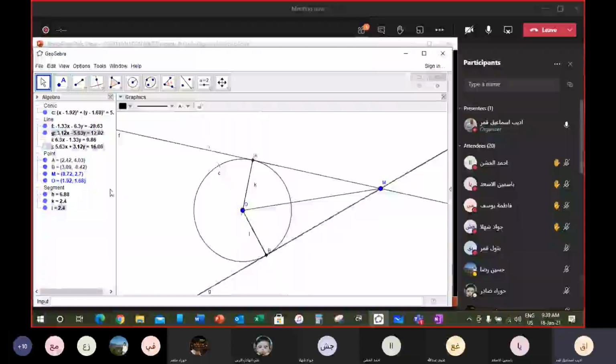Okay, so this is the figure. M is a point outside the circle. MA and MB are the two lines drawn from M tangent to the circle. Segment MA is called the tangent segment. Segment MB is called the tangent segment. And we have in these two triangles the angles 90. Okay, the tangents are perpendicular to radii at the points of tangency.